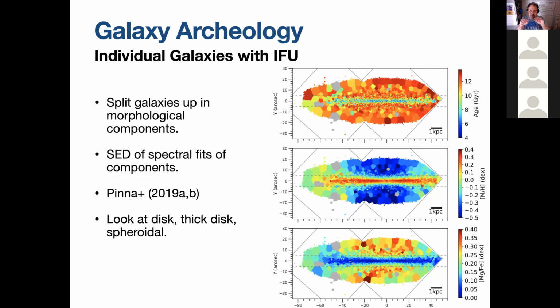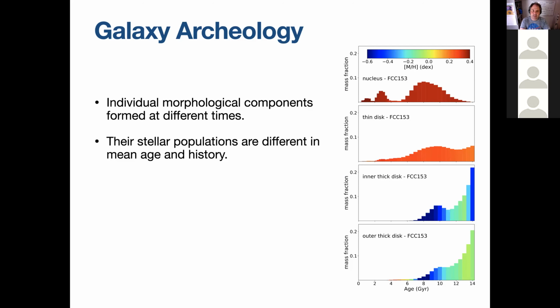So you can look at the different components. You can look at the thin disk, you can look at the thicker disk, you can look at the spheroid in the middle. You can start parsing these things out. And then you get individual morphological components' star formation history. So I look at the nucleus and there's some ages that got made between 6 and 12 gigayears ago. And then there are 2 more bursts around 4 and 1 gigayear ago. So there are 3 generations of stars in the nucleus.